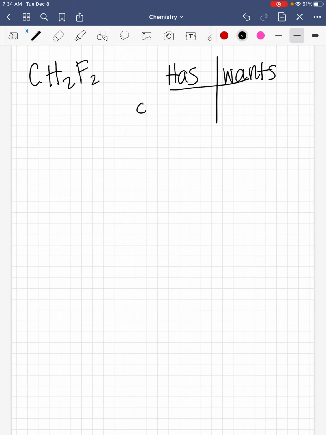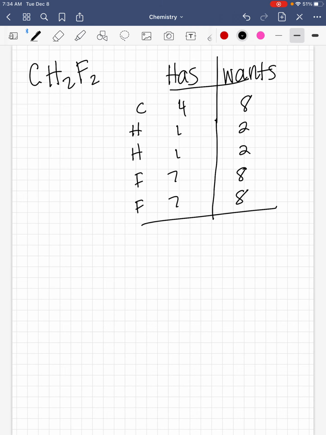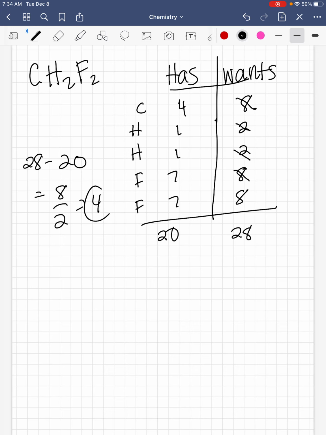So we have carbon, we have hydrogen, and we have fluorine. So carbon has 4, wants 8, hydrogen has 1, wants 2, fluorine has 7, wants 8. Add it up. 7 plus 7 is 14, plus 4 is 18, 19, 20. 8 and 2 make 10, 8 and 2 make 10, so that's 20, 28. 28 minus 20 is going to give us 8 over 2. We got 4 bonds here.